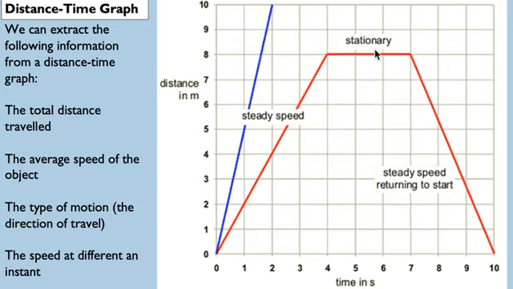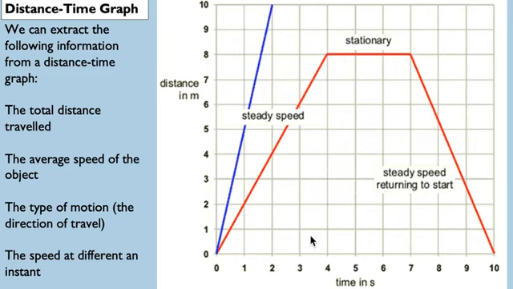Another word for stopped is stationary. They stopped for 3 seconds, and then they went back towards the place that they were at. So they were at 8 meters away, and they went back to 0 meters away. So they went back towards where they started from, and they went 8 meters in 3 seconds. So 8 meters divided by 3.